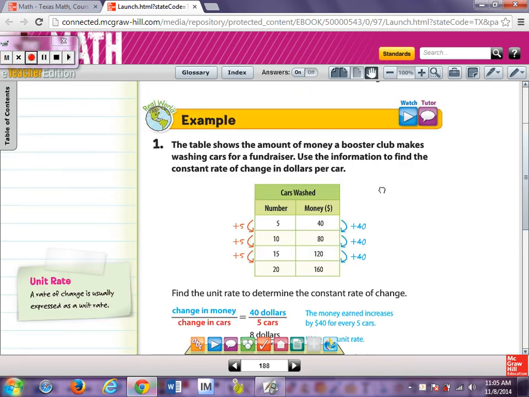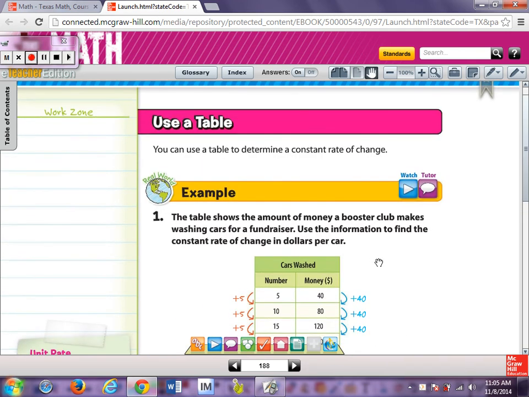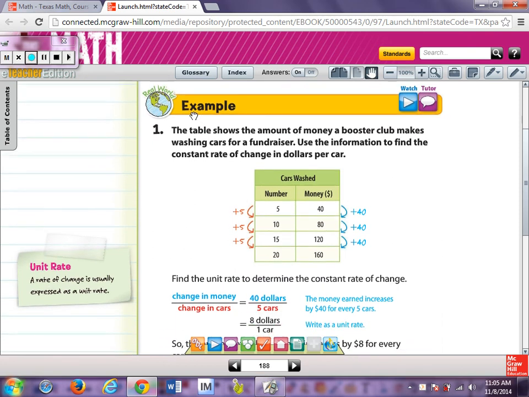Now, on page 188, the title is basically just using a table. And it tells us right here, we're going to use a table to determine a constant rate of change. So right there, that's one of our new vocabulary words, constant rate of change. But although the phrase itself might be new, you're going to find out that it's basically another name for one of our old friends that we've already learned about. And let's go ahead and just jump right into this first example.